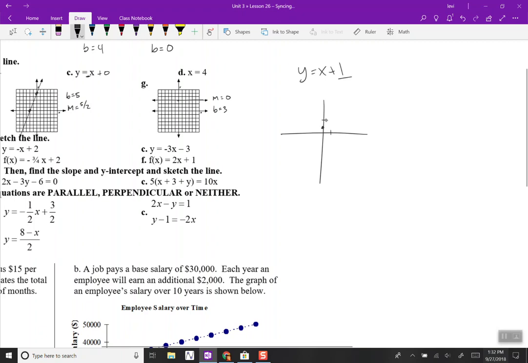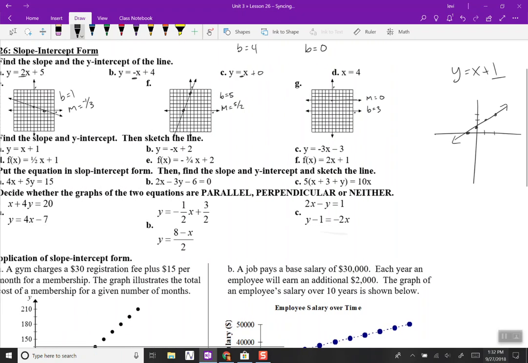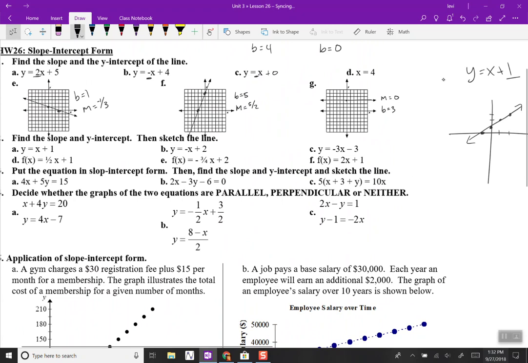So that means we're going up 1 over 1. Up 1 over 1. Down 1, left 1. So there's our line right there. So that's 2a.